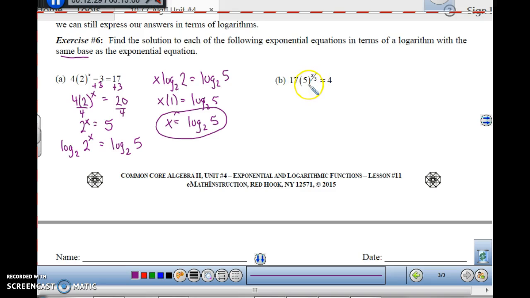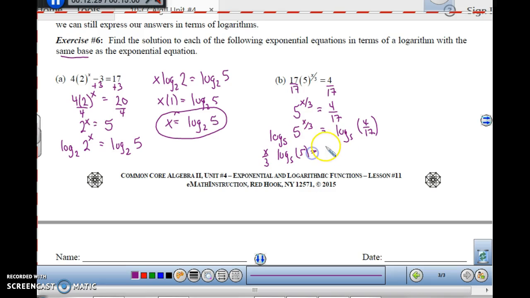We want to get the base and exponent by itself, so we divide by 17. 5 to the x over 3 is equal to 4/17. Now for the same base as the exponential equation, I want to use a base of 5. So I'm going to use log base 5 of 5 to the x over 3 is equal to log to the base 5 of 4/17. The exponent goes out front: x over 3 log to the base 5 of 5 is equal to log base 5 of 4/17.